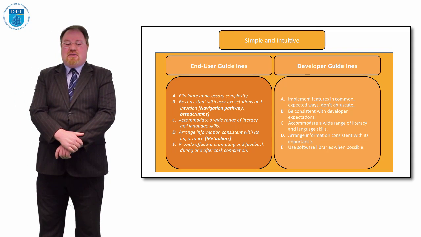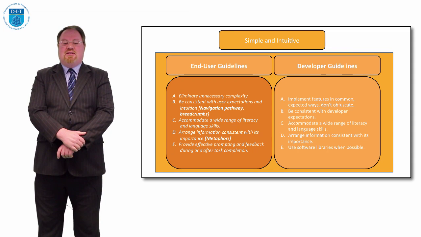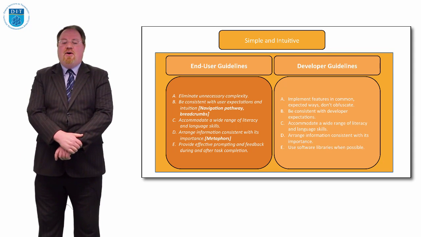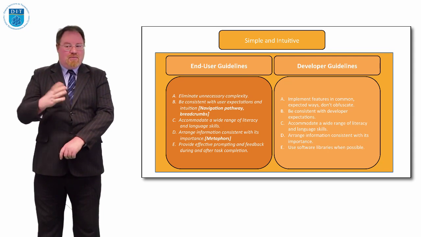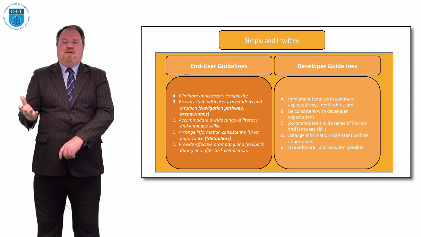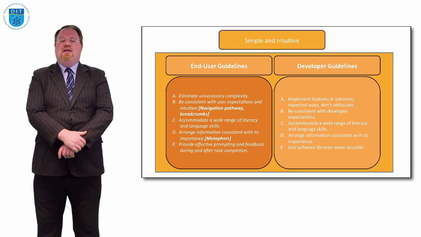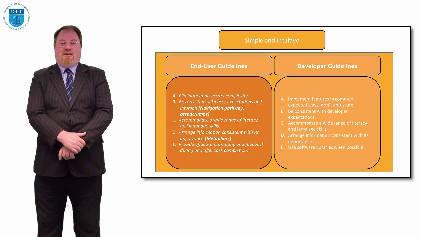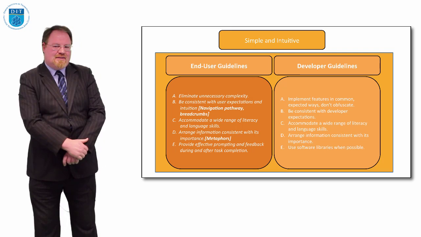The same as the guideline, arrange information consistent with its importance, and then definitely use software libraries where possible. So rather than you implementing an encryption methodology, if you use an existing software library that does encryption, the person who takes over the code from you doesn't have to troll through your code, try and understand what it's about, because you're just calling a library called encrypt or something like that.